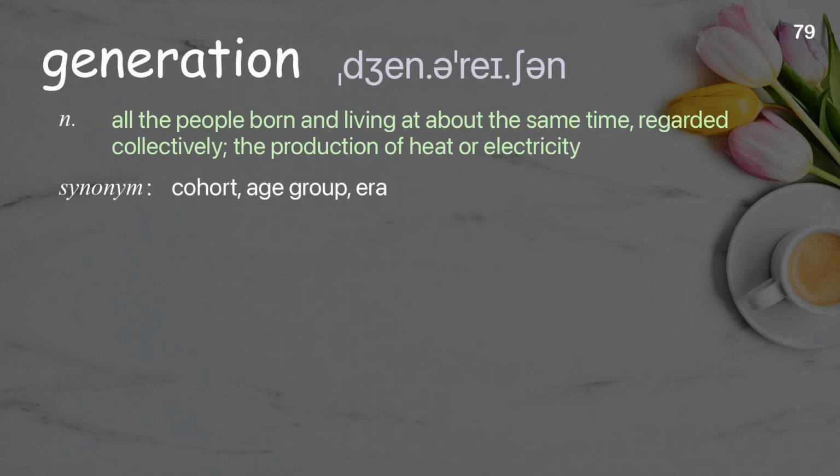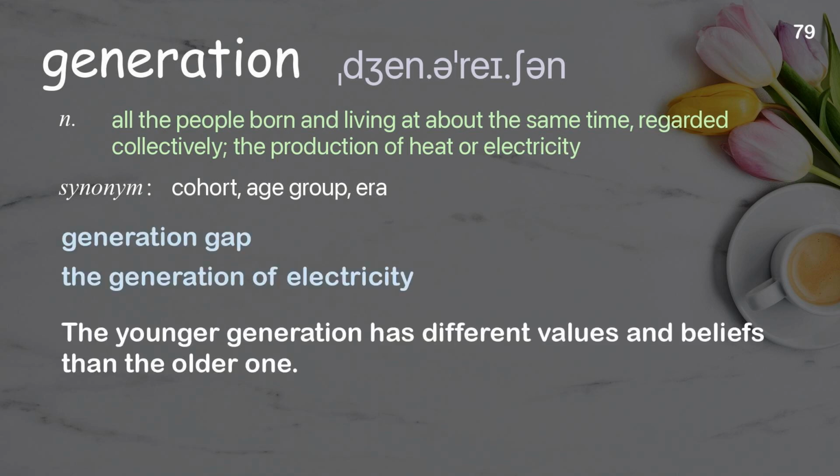Generation: all the people born and living at about the same time, regarded collectively; the production of heat or electricity. Examples: generation gap. The generation of electricity. The younger generation has different values and beliefs than the older one.